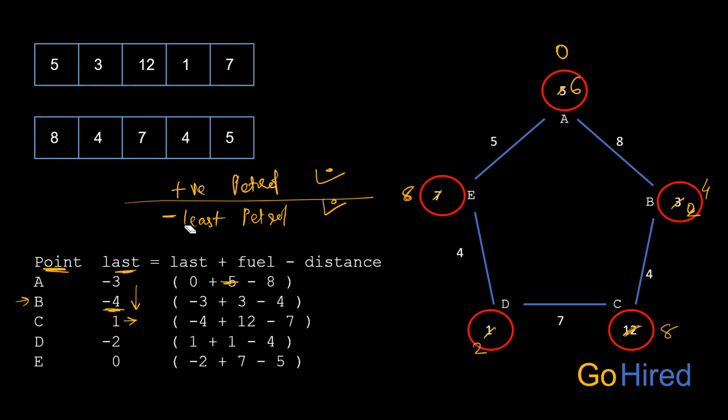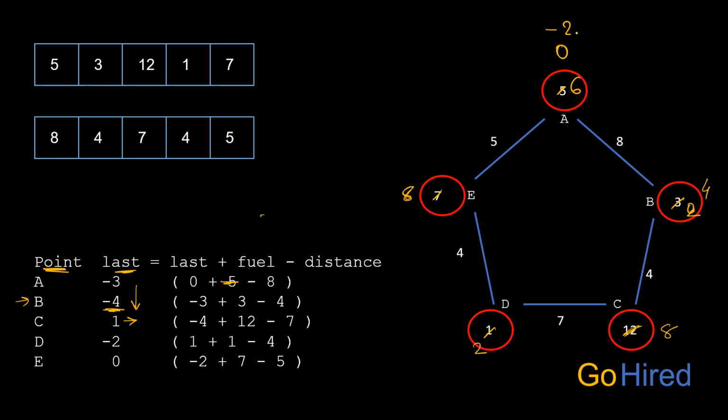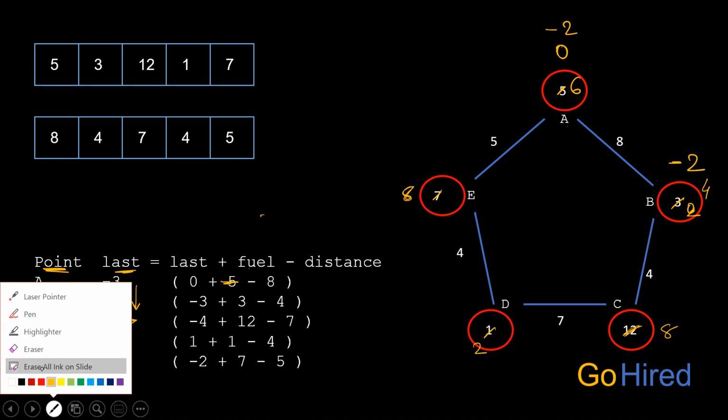Let's see that. So 0 plus 6, 6 minus 8, minus 2, right? Minus 2 plus 4, minus 2, right? Sir, I'm getting a little bit confused. Just a minute. Erase everything on the slide.